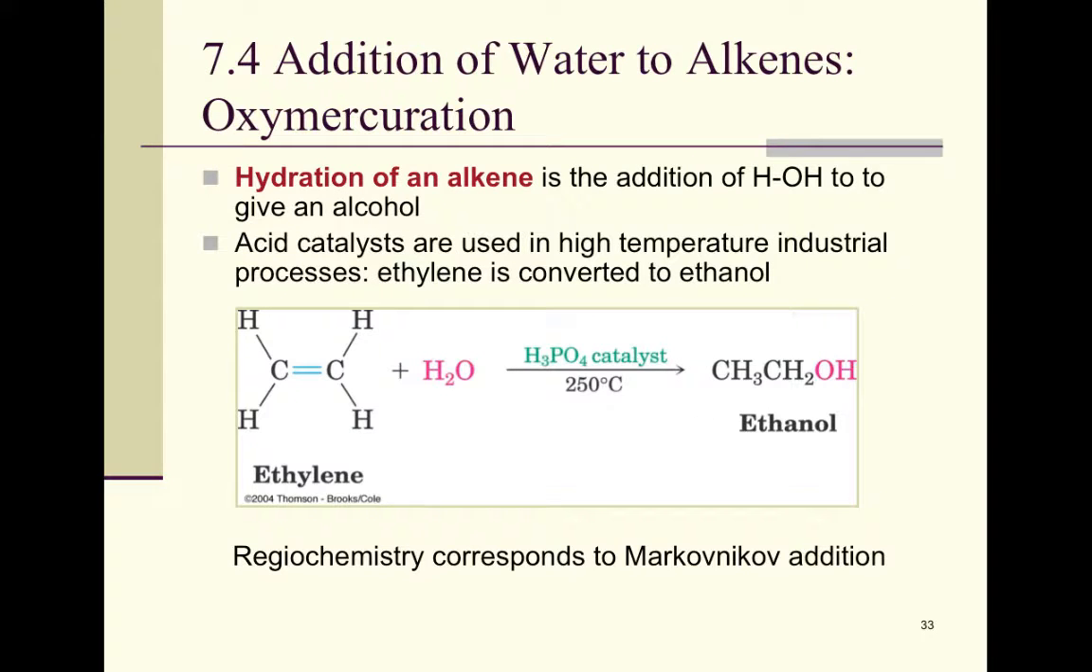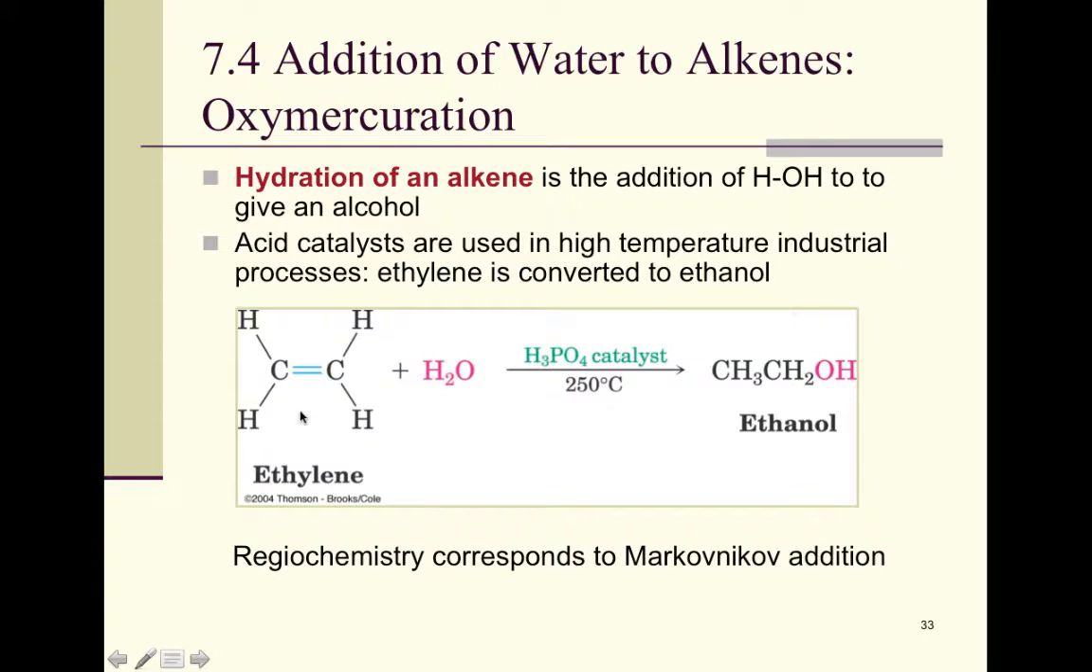Adding water to alkenes. Oxymercuration. Hydration of an alkene is the addition of H and OH to give an alcohol. Acid catalysts are used at high temperature in the industrial process. Here we have ethylene converted to ethanol. Now the regiochemistry corresponds to Markovnikov's addition. Hydrogen will go to the side with more hydrogens and OH to the other side.